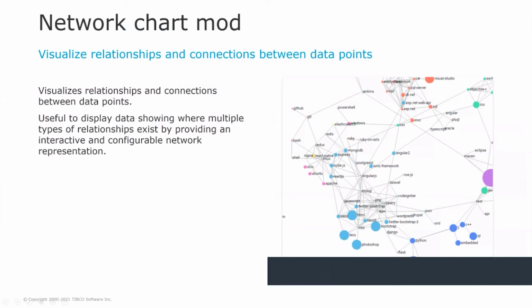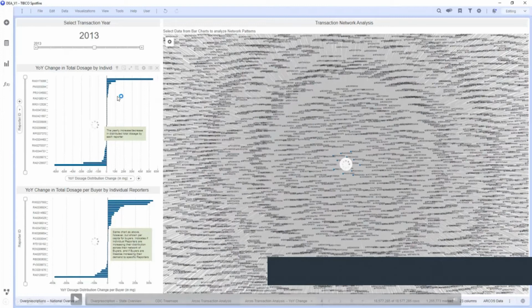Okay. The second example I want to show you is the network chart. It visualizes relationships and connections between data points. So let's look at this application built with a network chart.